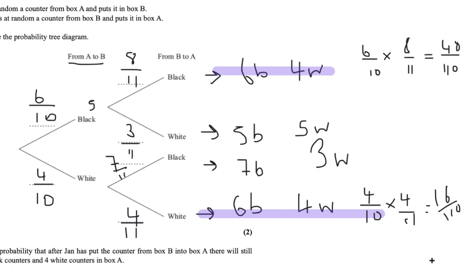And then we just want to add those together. So we've got 48 plus 16, and that will give us 64 over 110. And that would be your answer.